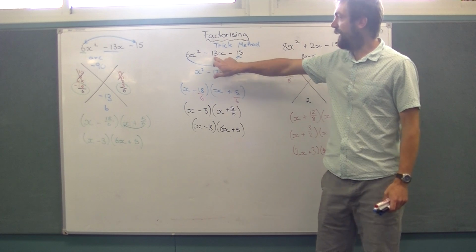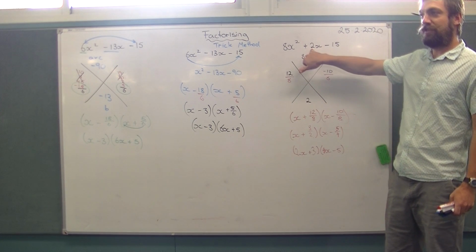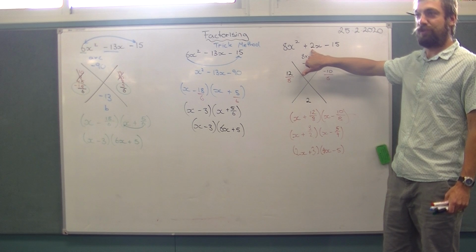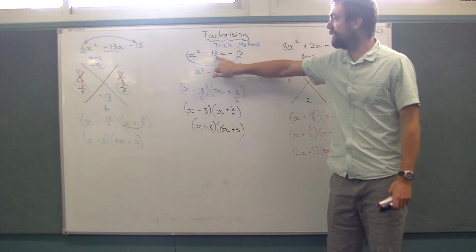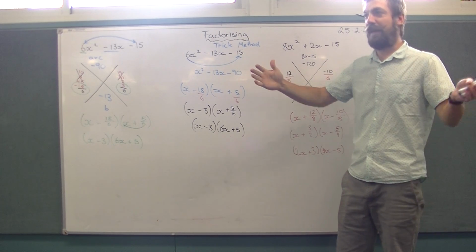A good thing to remember is that the addition in the middle tells you how close the two factors need to be. So here the two numbers are pretty close. If you had 13, you're looking for two numbers that are further apart.